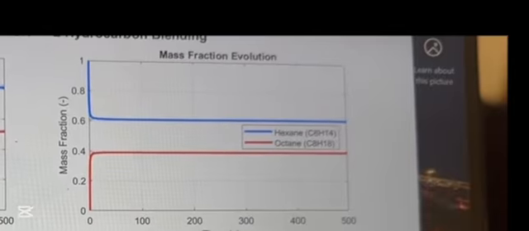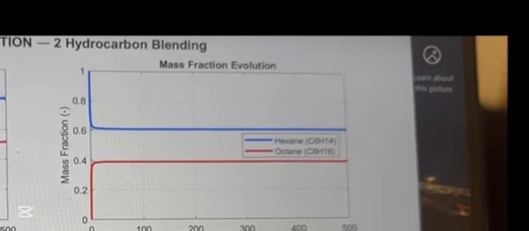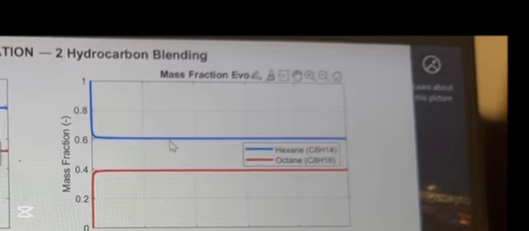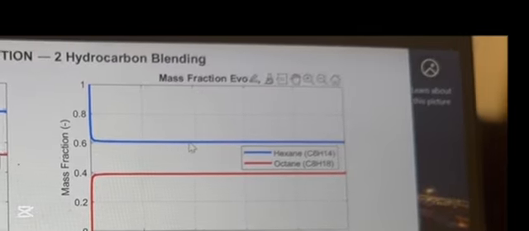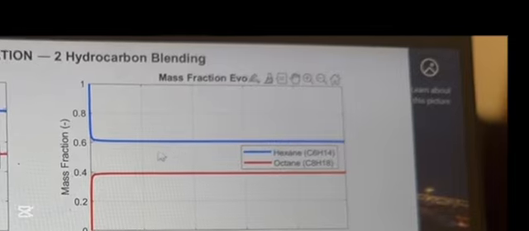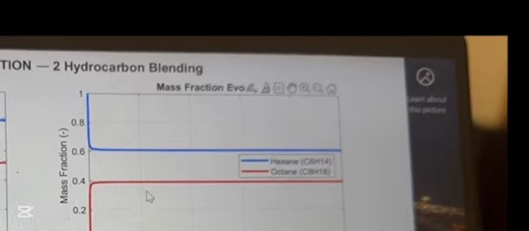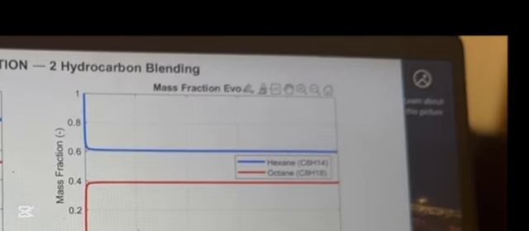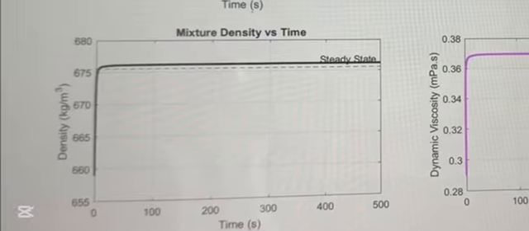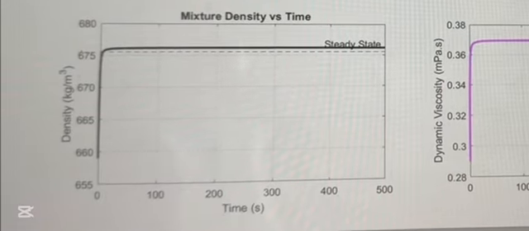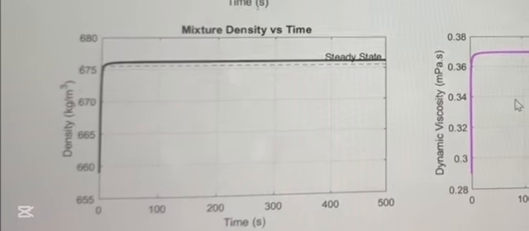With the second graph, hexane starts around 0.6 and slowly increases. Octane starts around 0.4 and slightly increases or stabilizes, and both curves become flat at steady state. This tells us that the composition of the mixture has no absolute amount, the ratio stabilizes, and the mixture becomes compositionally constant over time.